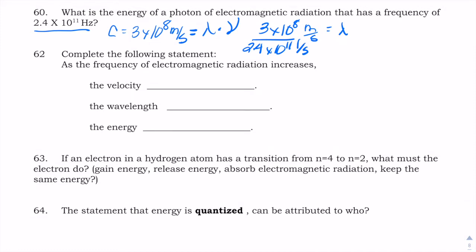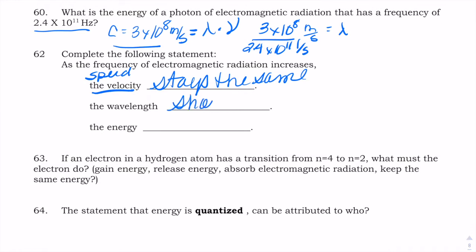All right, our relationship here: speed equals frequency times wavelength. If you stop and think, velocity is the same as speed. Speed of light is always going to be 3 times 10 to the 8th, so the velocity never changes. It stays the same. As the frequency increases, it's going to wave more often, which means its wavelength is going to get shorter. And as the wave is waving more and more, that takes more energy, so our energy will increase.